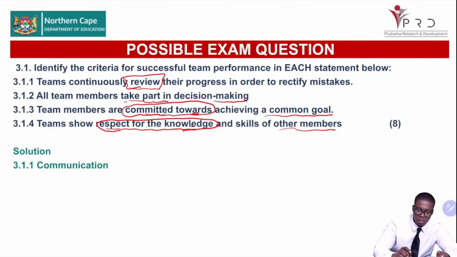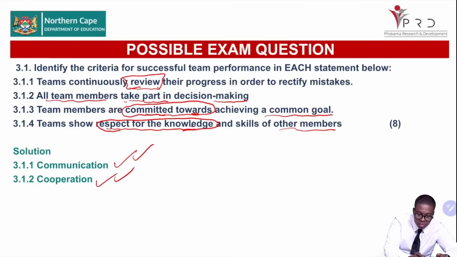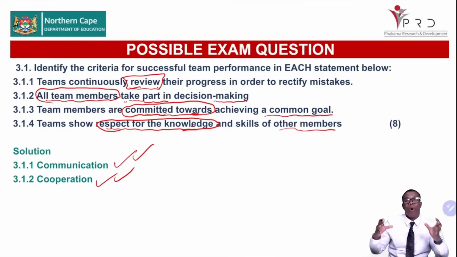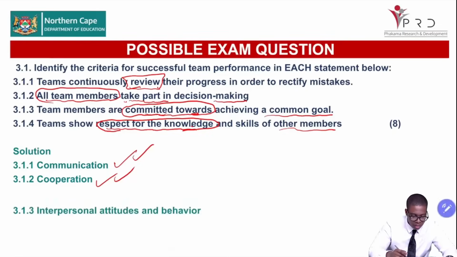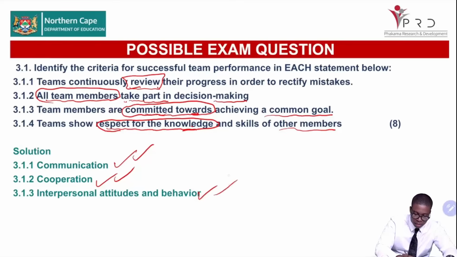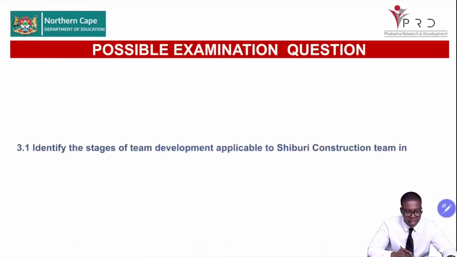So the solution would be communication because of the review, and then it will be cooperation because all team members are cooperative. All team members want to work together, they want to cooperate and make sure that they follow, they collaborate as well. Then another one is interpersonal attitudes and behavior because of the commitment, and then shared values because they respect each other's knowledge.